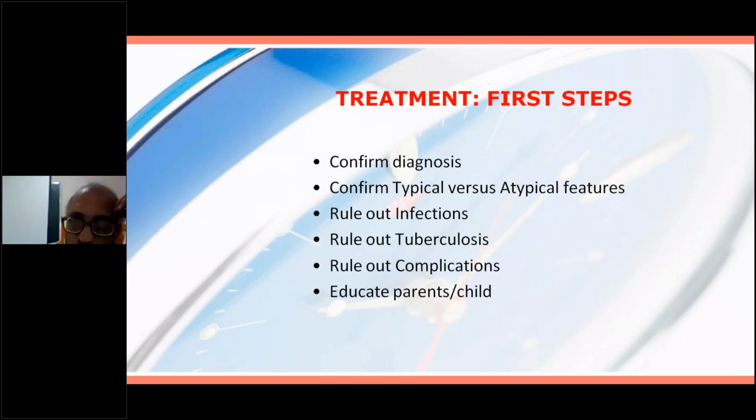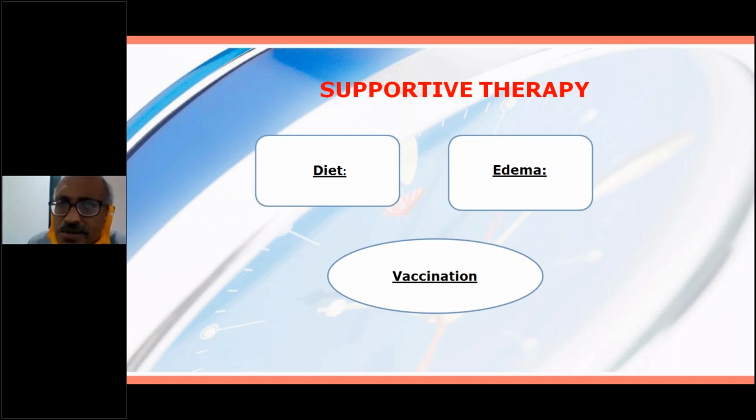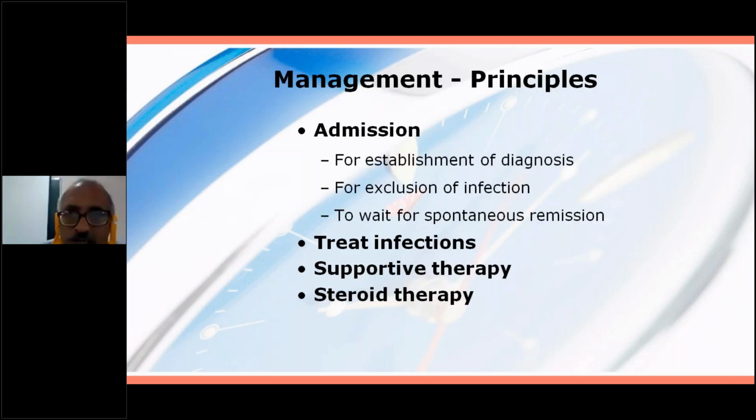So we'll come to the most important part, the management. The initial investigations are to confirm the diagnosis, confirm typical versus atypical features, rule out any secondary cause such as infections or tuberculosis, because we have to give steroids, and rule out any complications. Also educate the parent about the long duration of treatment and how the child has to be maintained. Basically, the supportive therapy is diet, edema management, and vaccination. The second is specific therapy.